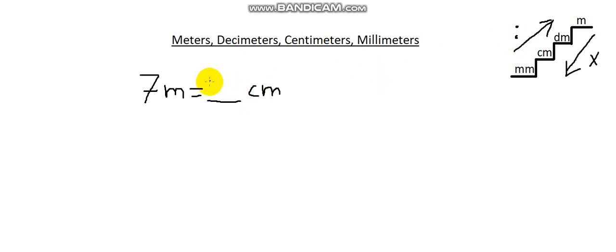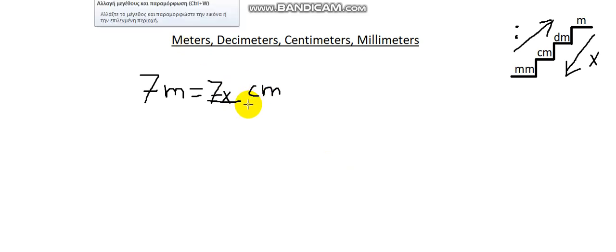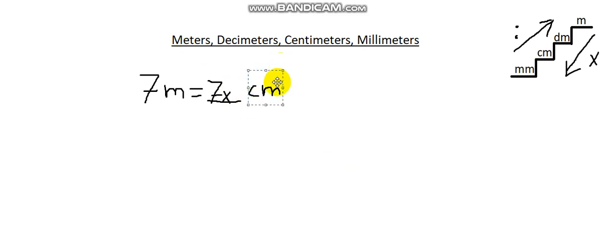In this case, I have the number 7, and if you look here, I start from the meters and I go towards the centimeters, which means I'm moving down. So I'm going to multiply 7 times 10, 100, or 1000. Which of these three numbers depends on how many steps I move down the ladder. So here I am going 2 steps down the ladder.